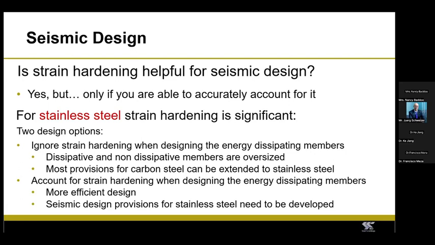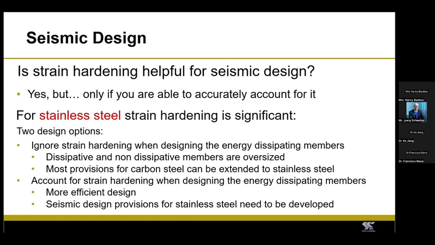And what I mean by this is that stainless steel could adopt the same response modification coefficient and the same deformation amplification factor that is used for carbon steel. Now, the system overstrength factor, omega sub 0, would be larger for stainless steel. And that means that the values that are given for carbon steel wouldn't be applicable.